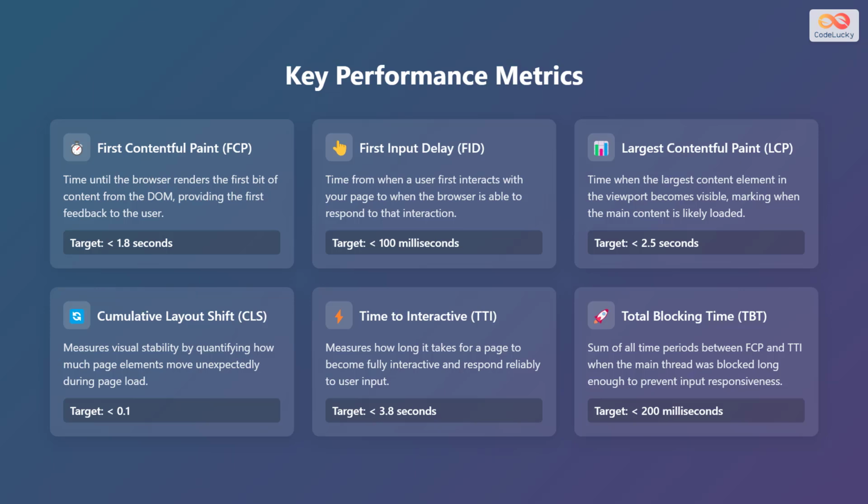Finally, Total Blocking Time, or TBT, is the sum of all time periods between FCP and TTI when the main thread was blocked long enough to prevent input responsiveness. Keep TBT under 200 milliseconds.